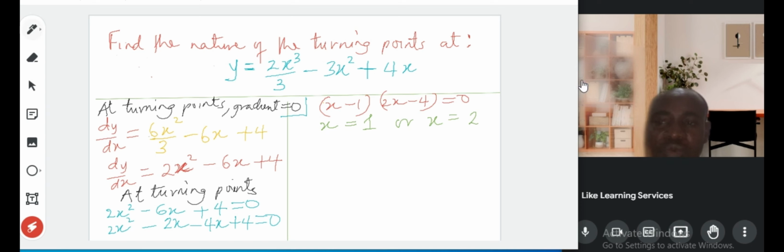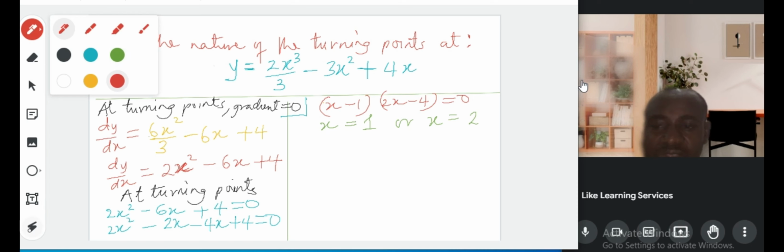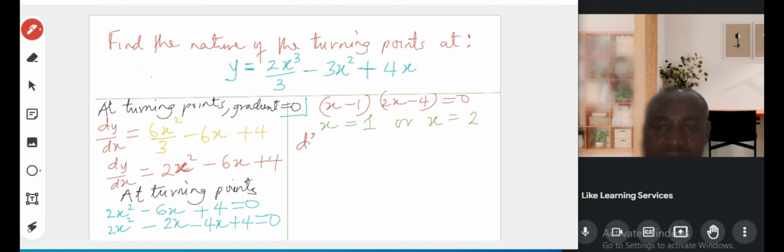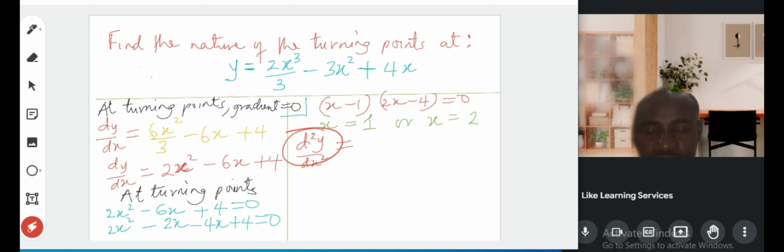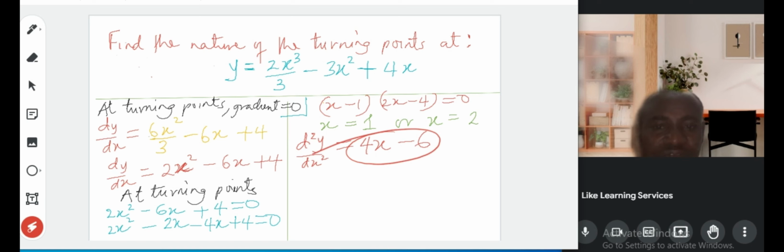To do this, we differentiate again. We differentiate this y again. In other words, d squared y over dx squared will give us, differentiating this again, this is the first differentiation, this is what we got, 2x squared minus 6x plus 4. So let's differentiate this again, the second time. When we differentiate this again, we're going to have 4x minus 6. This is what I differentiated again. 2 we multiply to, that's 4x. Then this is minus 6. The constant disappears. So d squared y over dx squared will give us 4x minus 6.